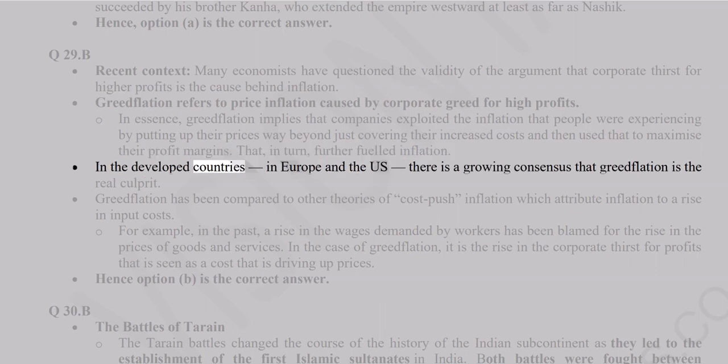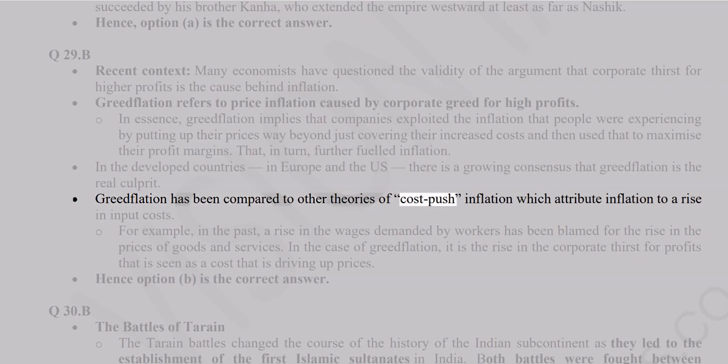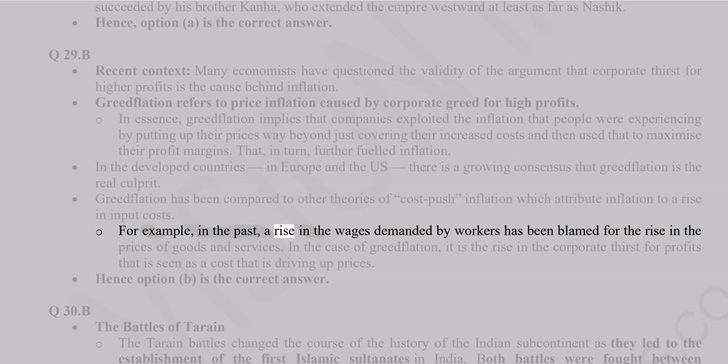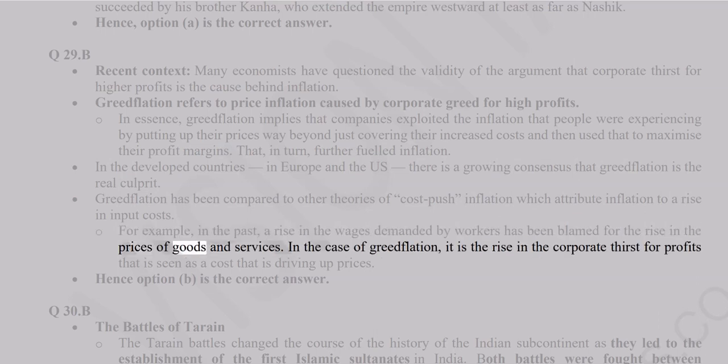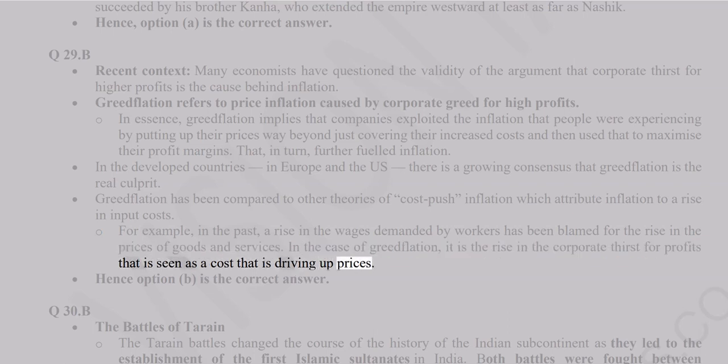In the developed countries, in Europe and the US, there is a growing consensus that greedflation is the real culprit. Greedflation has been compared to other theories of cost push inflation, which attribute inflation to a rise in input costs. For example, in the past, a rise in the wages demanded by workers has been blamed for the rise in the prices of goods and services. In the case of greedflation, it is the rise in the corporate thirst for profits that is seen as a cost that is driving up prices. Hence, option B is the correct answer.